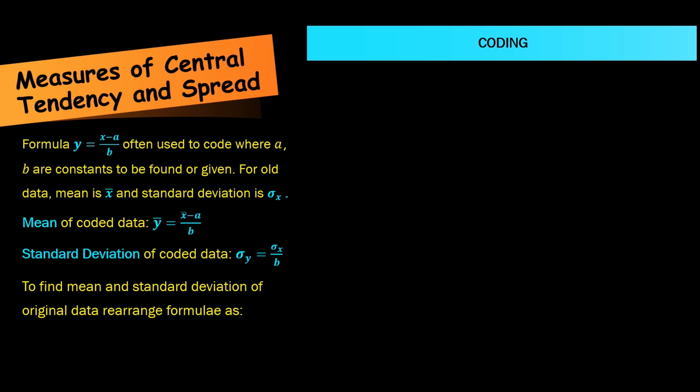In order to find the mean and standard deviation of the original data, rearrange the formulae as x bar equals b times y bar plus a, and sigma x equals b times sigma y.